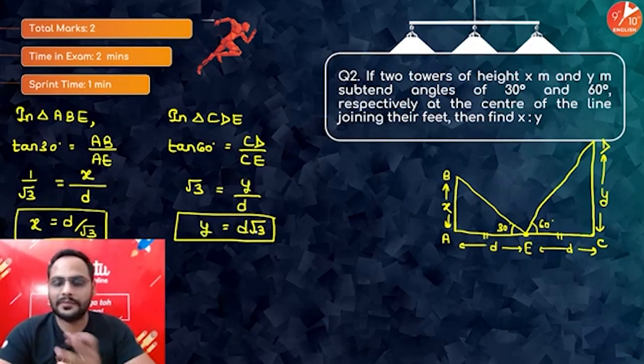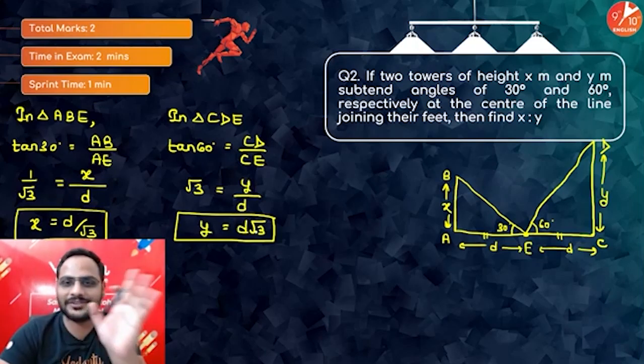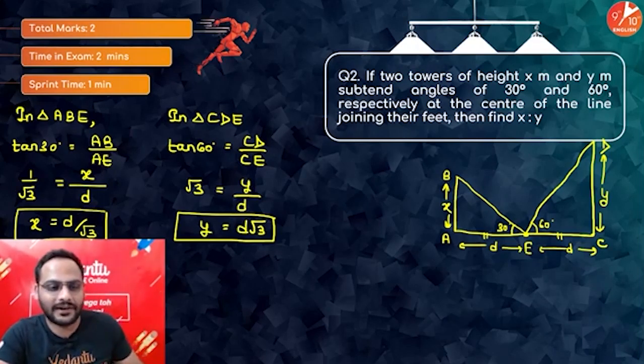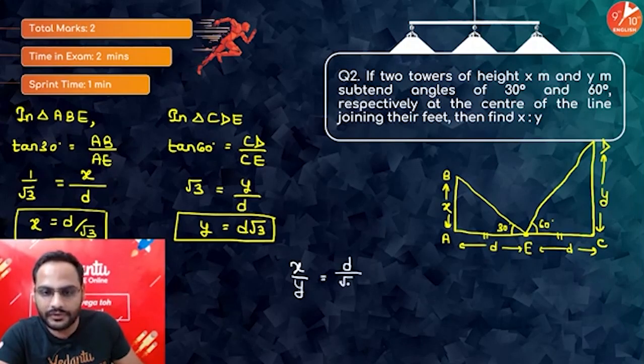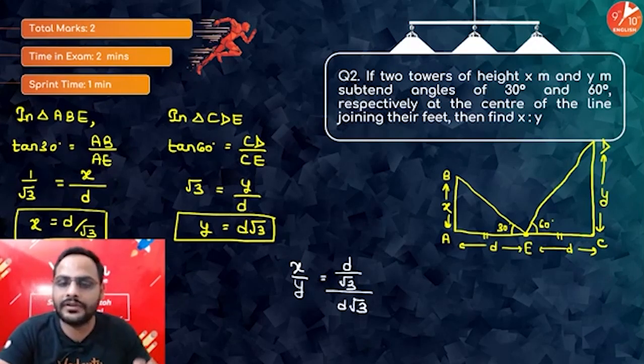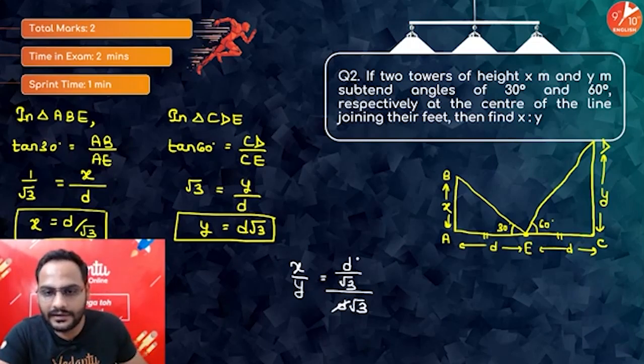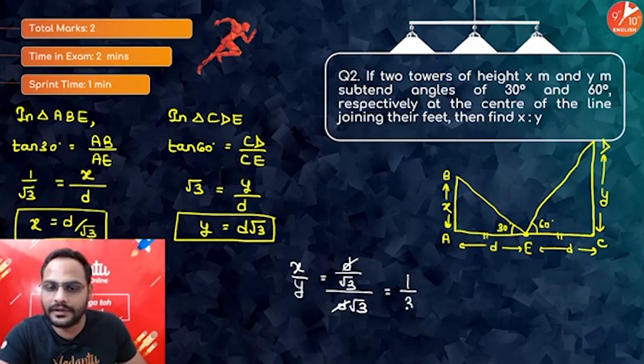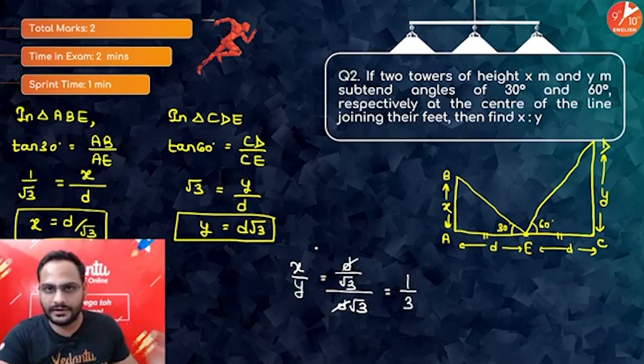Alright, simple sa arrangement hai na, whatever question was doing. Okay, now what we need to find out? We need to find out the ratio of X is to Y. So X is D upon root 3 whole divided by D root 3. By this division, all of you know how to do it. D and D will get cancelled. 1 by root 3 divided by root 3. The ratio will be what? 1 by 3. Division of fractions कर लेना.